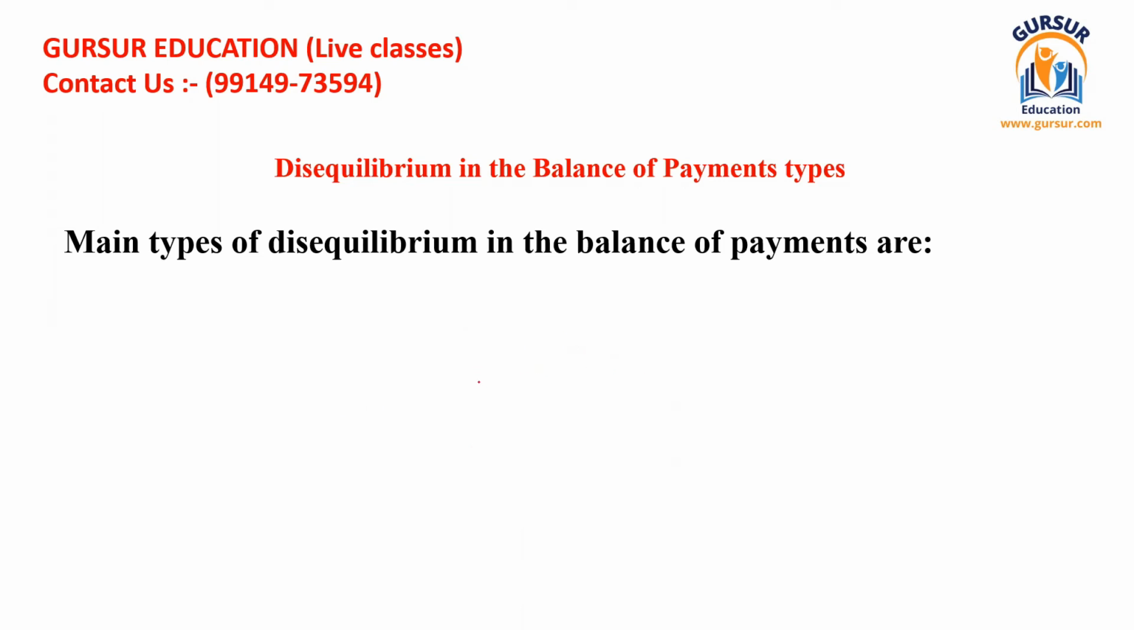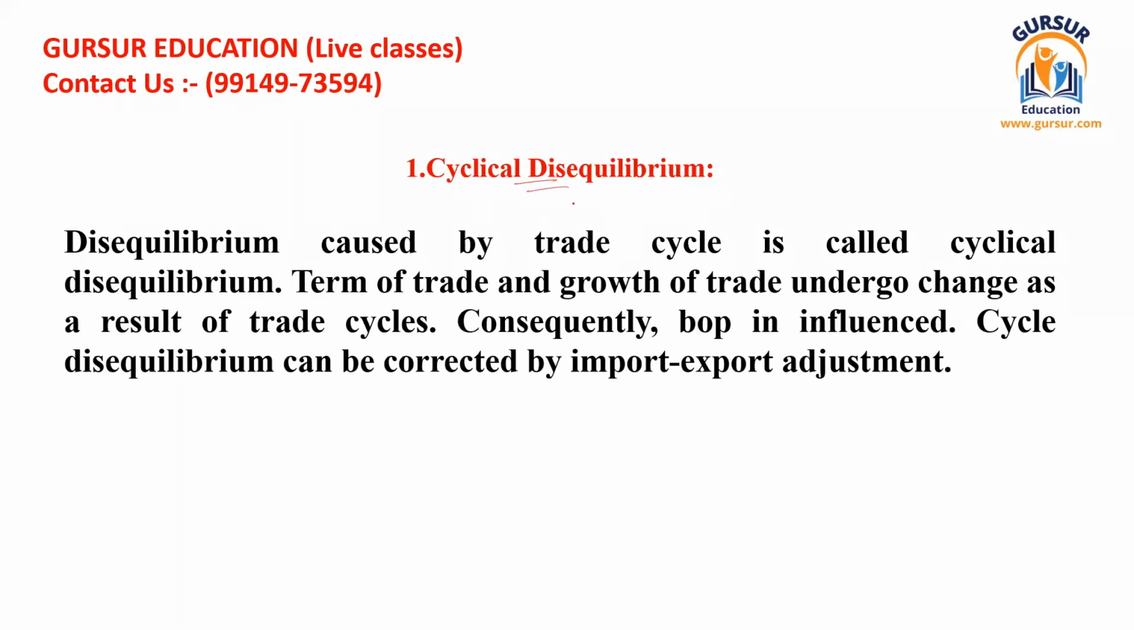This is the disequilibrium situation of balance of payments, and it is categorized into five major types. There are five major types of balance of payment disequilibrium. I must tell you that you must have knowledge of each and every type of disequilibrium in the balance of payments. The first is cyclical disequilibrium. This is caused by the trade cycle only. Sometimes, in a certain time period, in a certain year, your imports can be much greater than exports.